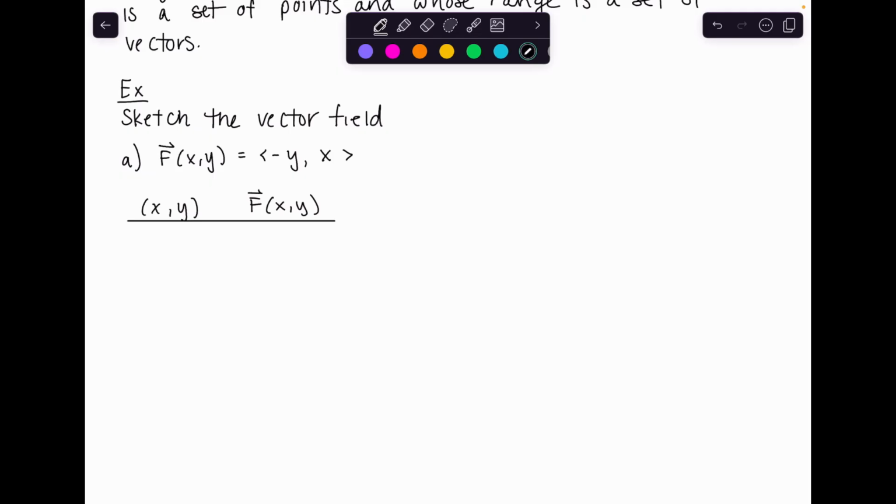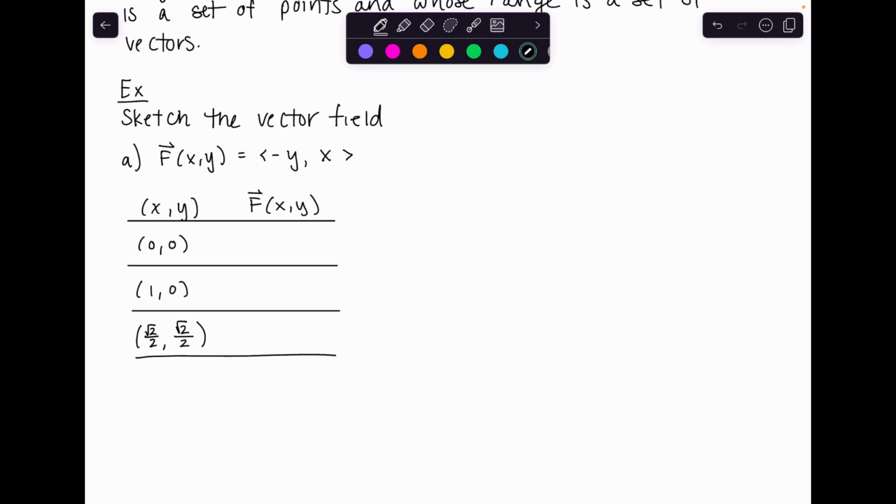So the points I'm going to pick are (0, 0). We're going to start with the origin. Then I'll go ahead and pick (1, 0). And then I'm going to pick some extras. You'll see I'm going to do (root 2 over 2, root 2 over 2). Then I'm going to pick (0, 1), (negative 1, 0), and (0, negative 1) to start.